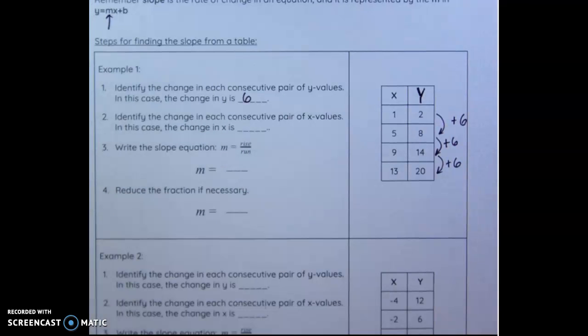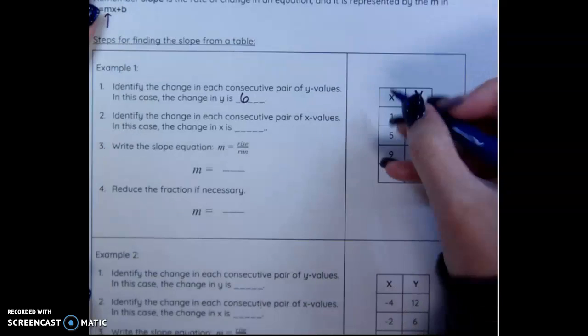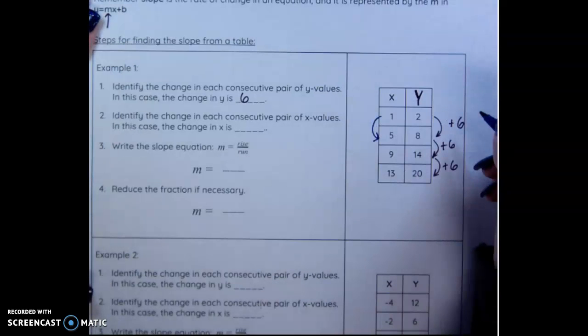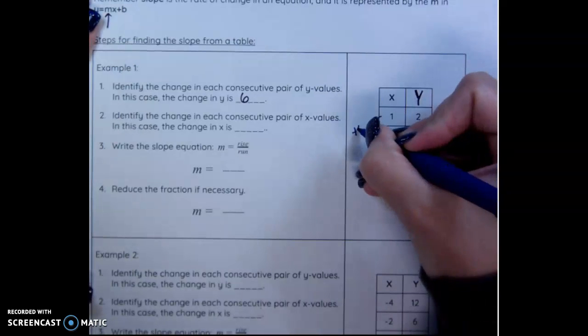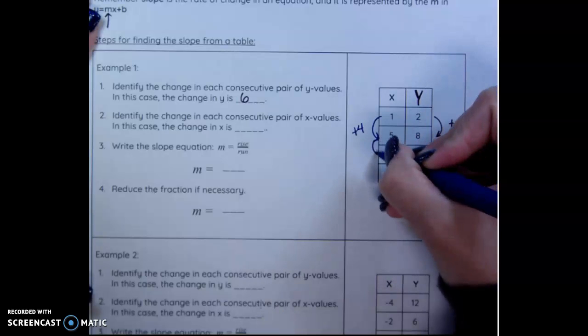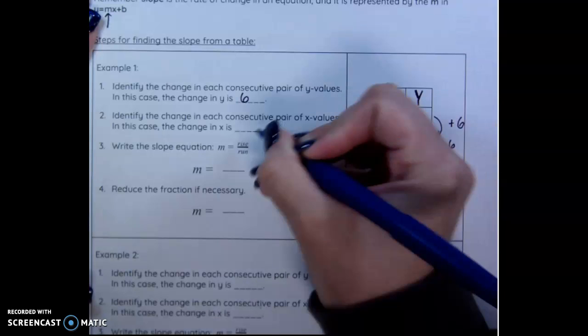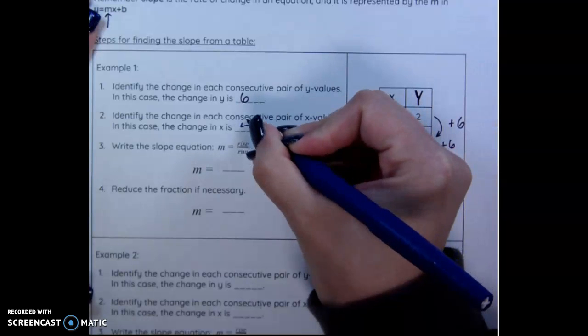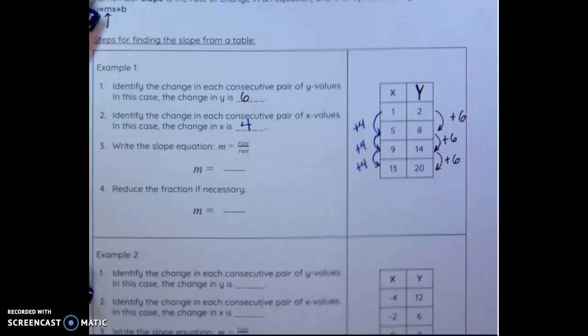So now let's do our change in x's. Step 2 says identify the change in each consecutive pair of x values. From 1 to 5, I'm going up, so that's plus 4. From 5 to 9, that's also plus 4. Just double checking, that's plus 4. So my change in x is 4.